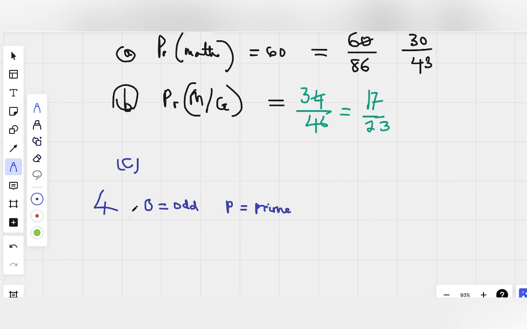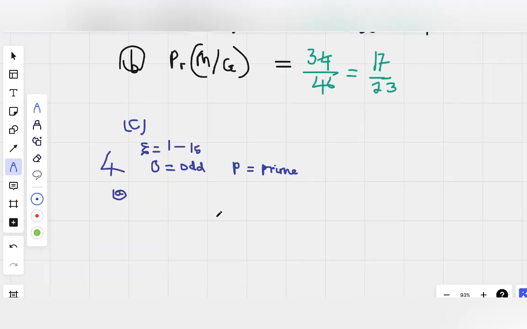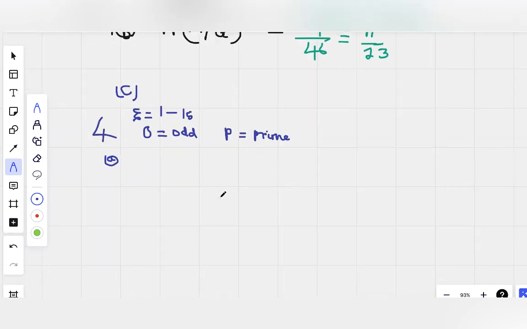They're giving us numbers from 1 to 50, and that might just be the universal set. The question says the numbers 1 to 50 are arranged in two sets, where the O's are the odd numbers and the P's are the prime numbers. Represent this information in a Venn diagram. The universal set is 1 to 50, and here we're going to write the odd numbers. So I'm going to draw two circles.